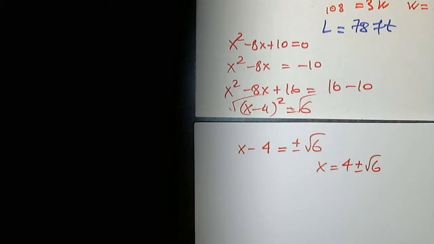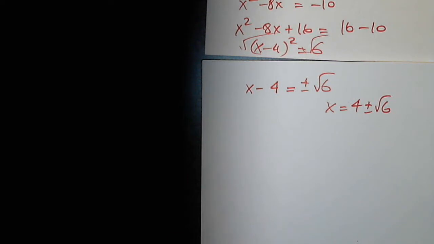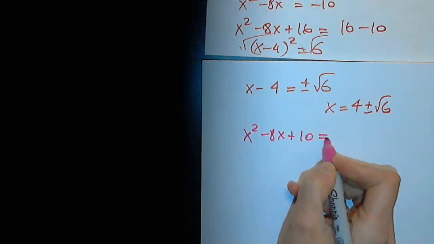Can we do this the same one as with the quadratic formula? The same one with the quadratic formula? Of course, because they gave me this. So this is the same one? Okay, very good. So we are solving x squared minus 8x plus 10 equals 0.